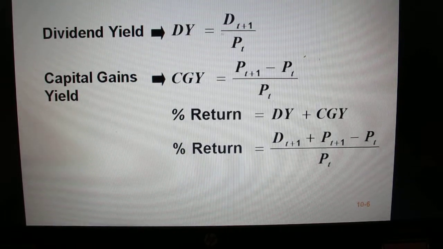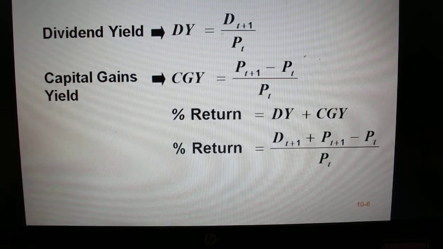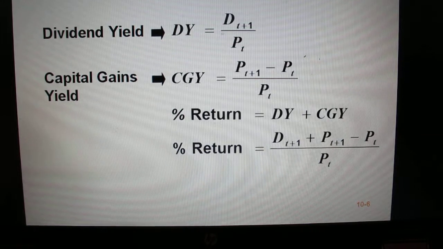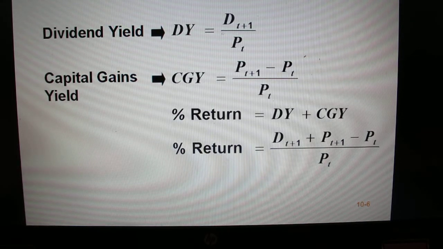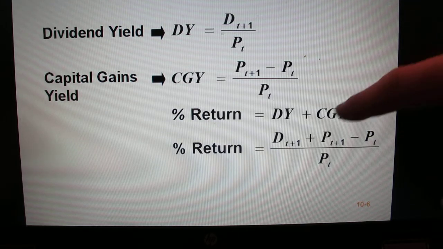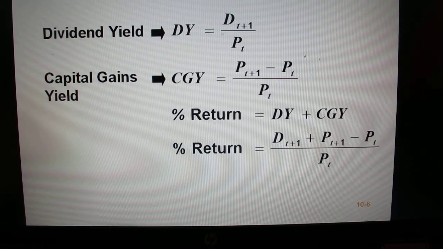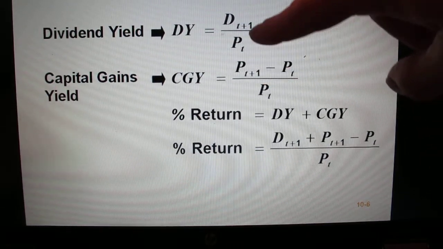Now this particular slide goes into a variety of different ways in which you can compute each, and the easiest way to compute the percentage return would just be to take that dividend yield plus your capital gains yield. There's an alternative methodology, which you see as the last percentage here, which combines these two formulas into one.